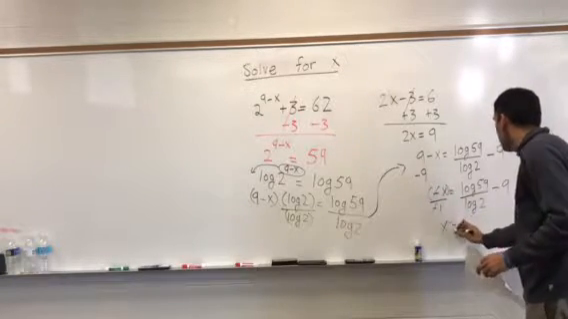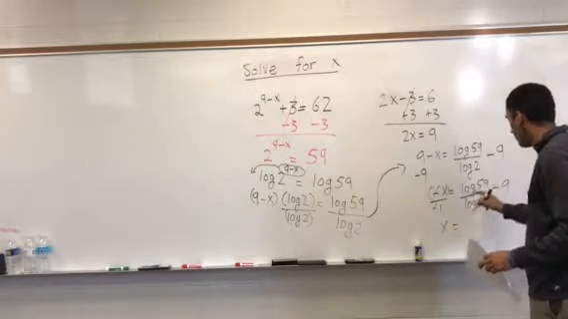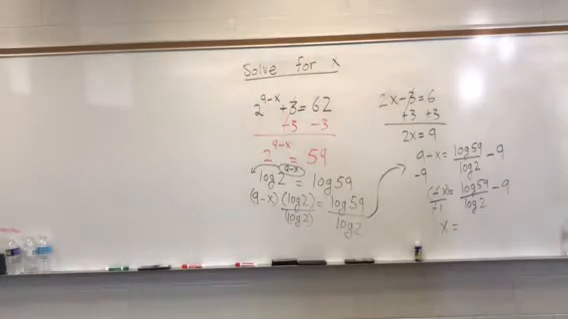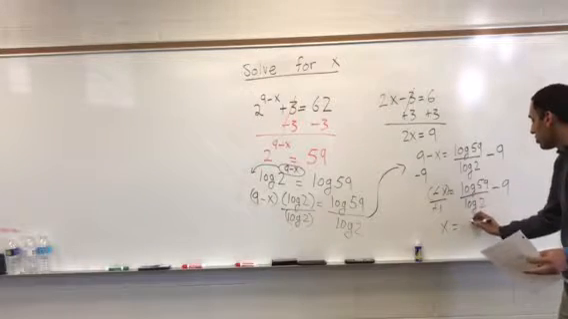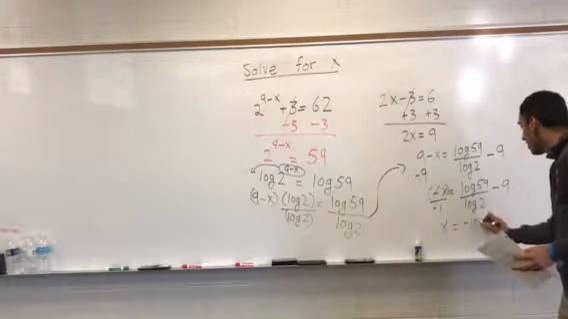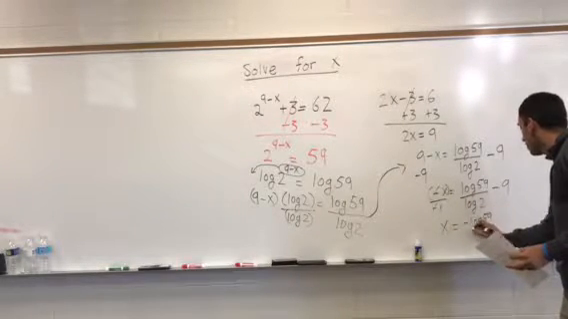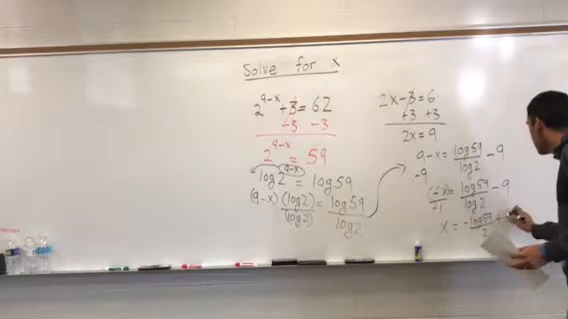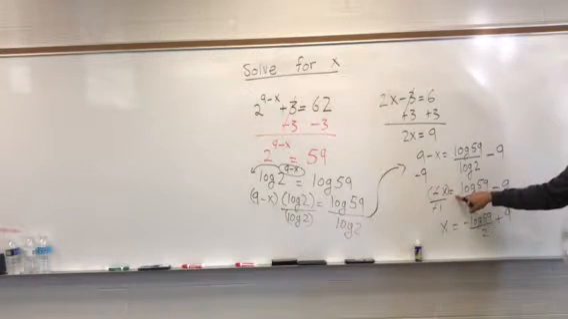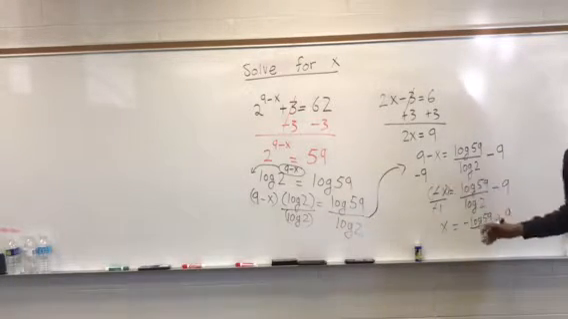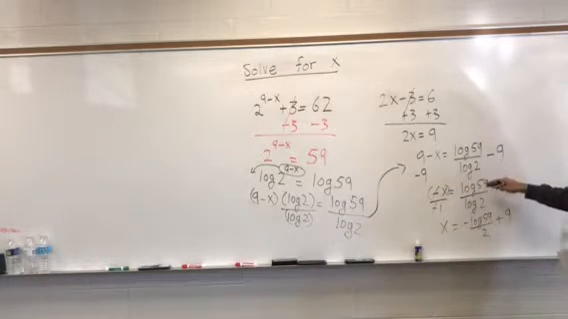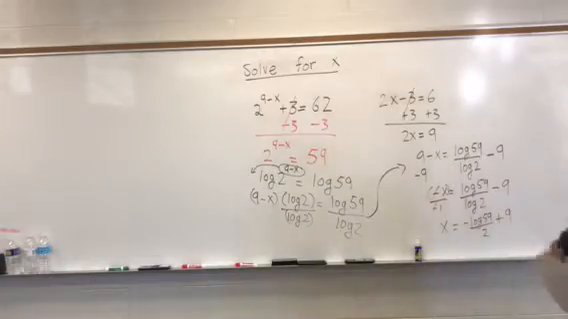Boom, boom. So here it's interesting because this whole thing is going to change sign. So you're going to get negative log 59 over log 2 plus 9. You see? You get a negative here and a negative here, because the negative is multiplied by the whole thing on the right. So that right there is your answer.